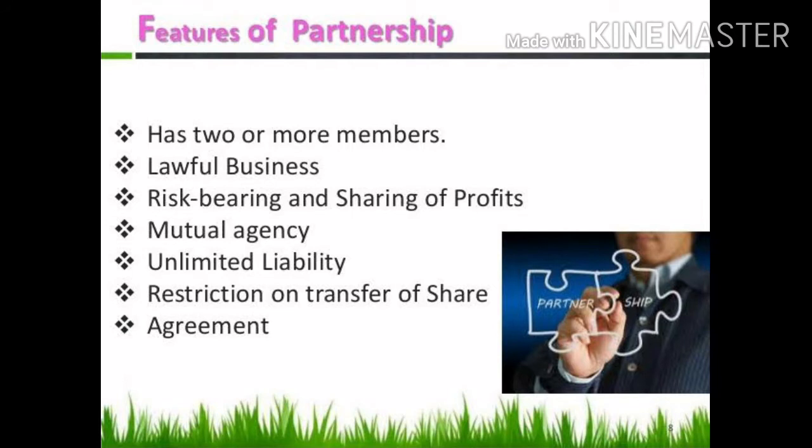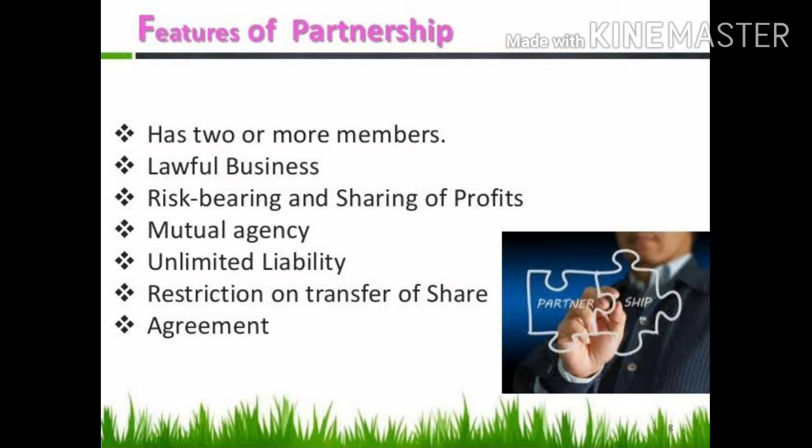The first feature is that minimum 2 persons. According to the Indian Partnership Act, you must have at least 2 persons to form a partnership form of business. But according to section 464 of the Indian Companies Act 2013, the restricted number of partners is 50.